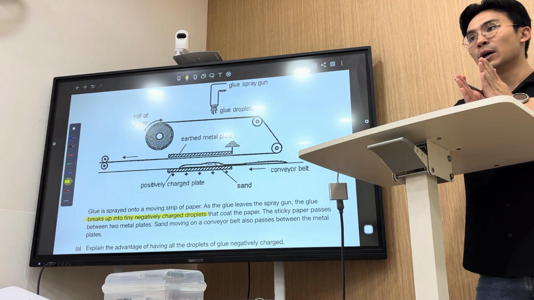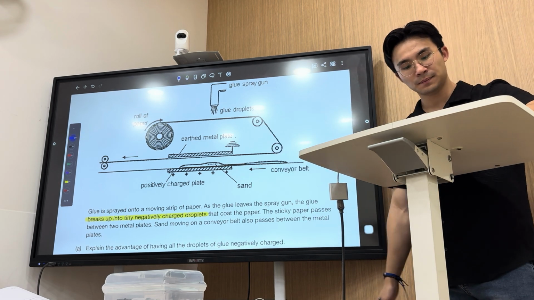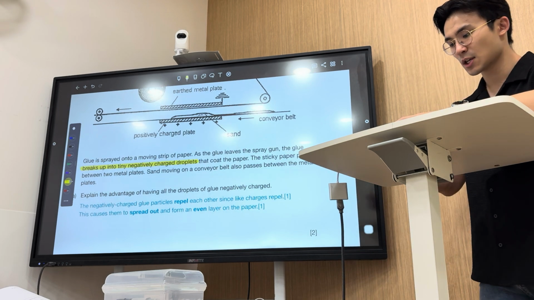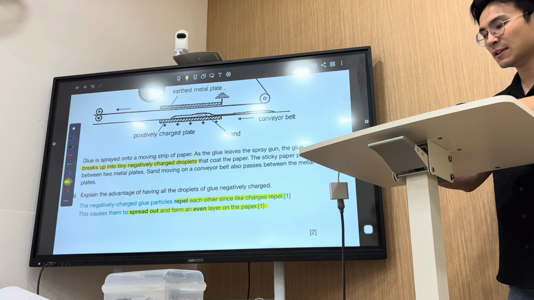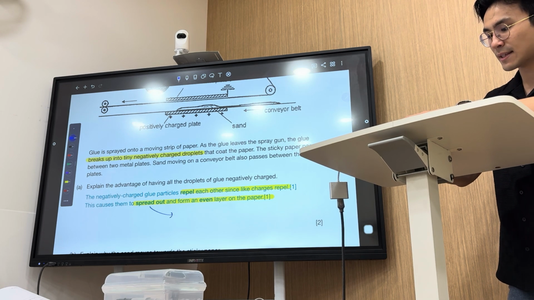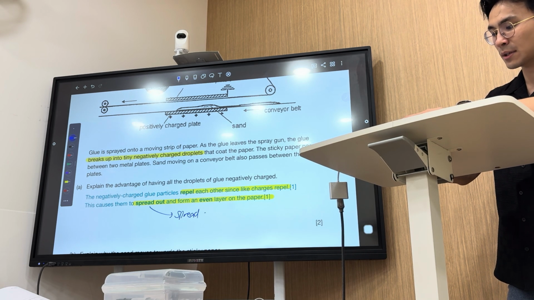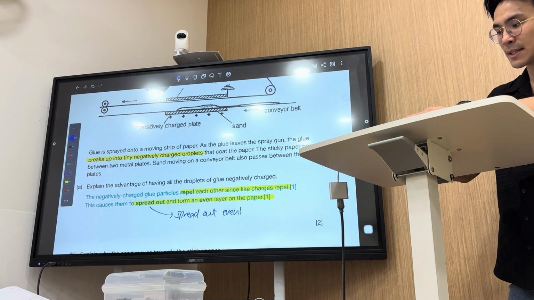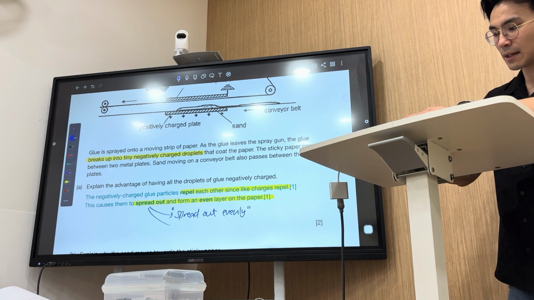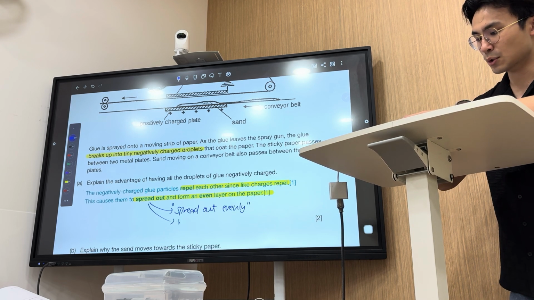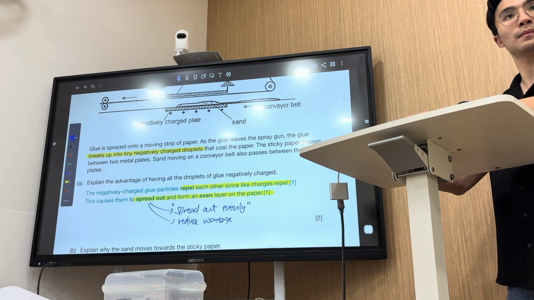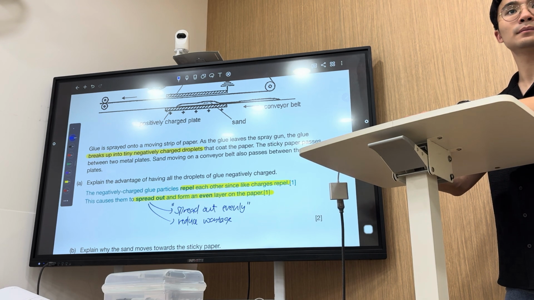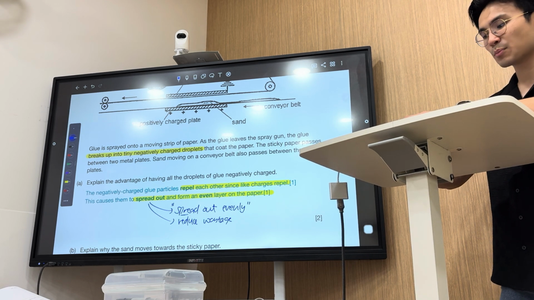Correct? Everybody will push each other away. Negatively charged particles repel each other, causing them to spread out and form an even layer. You can say something like spread out evenly, which would be accepted. You can also say something like reduce wastage. Coat evenly, spread out evenly. Fine.